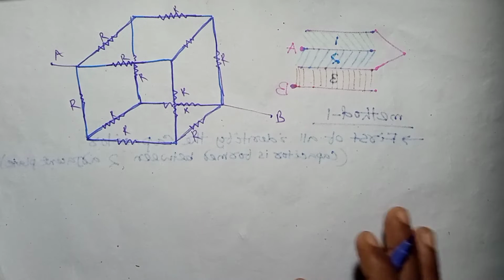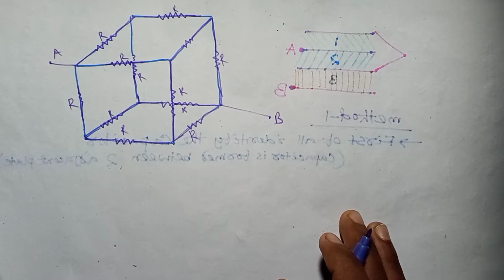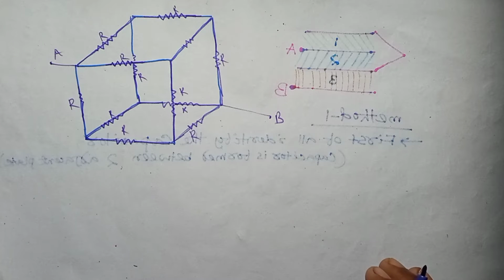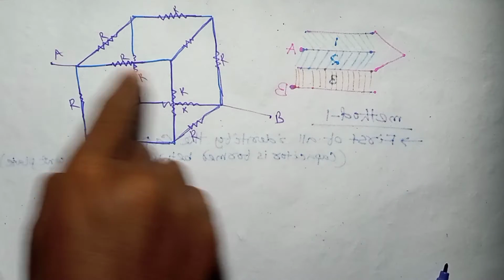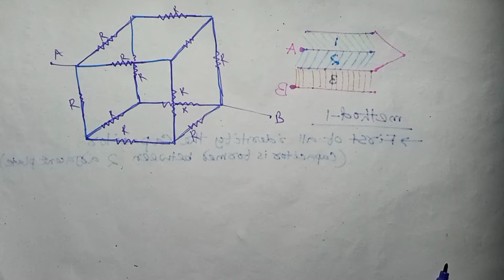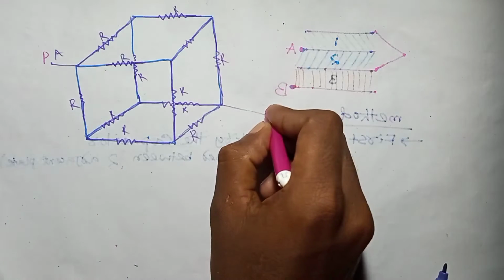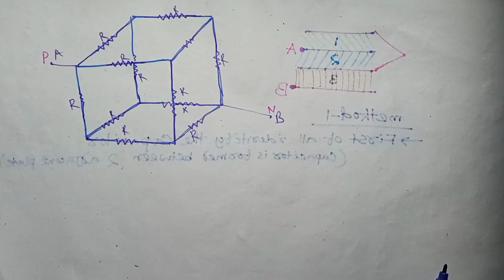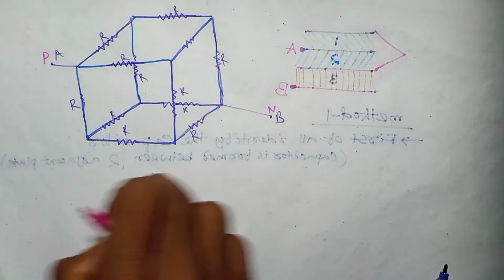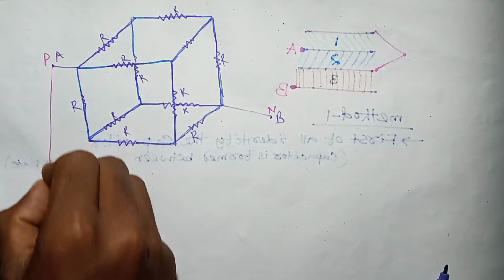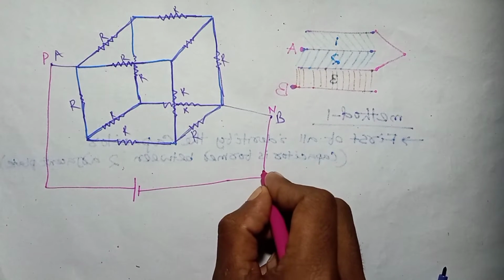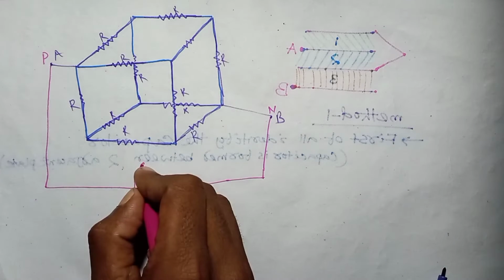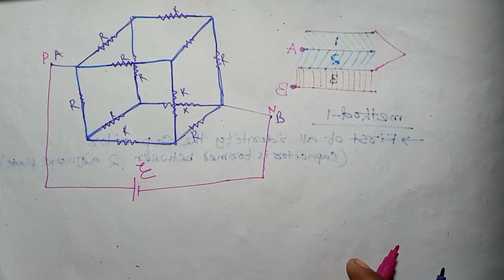In order to solve this kind of question, we have to follow the basic method. And what does the basic method say? First of all, we have to identify the points across which we have to find the equivalent resistance. So the points are A and B. Now we give them the names P and N. Now what we have to do? We have to connect a battery across these 2 points. Let's say the EMF is E. This is the first step.